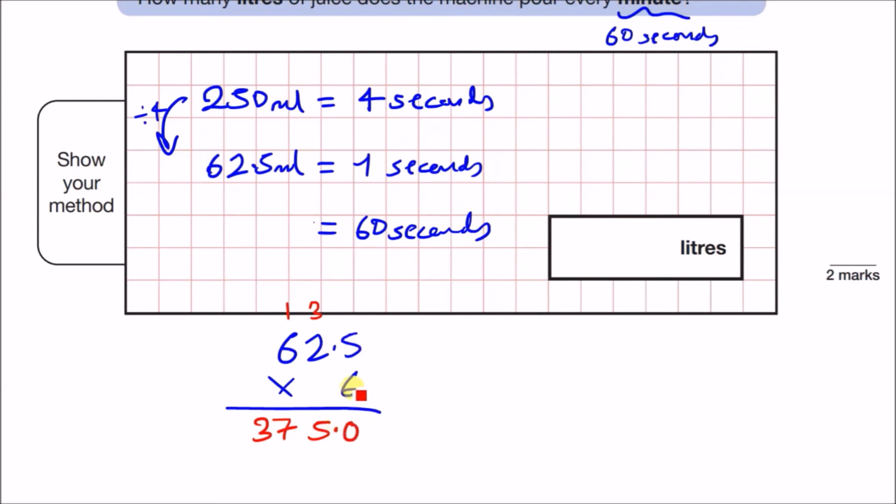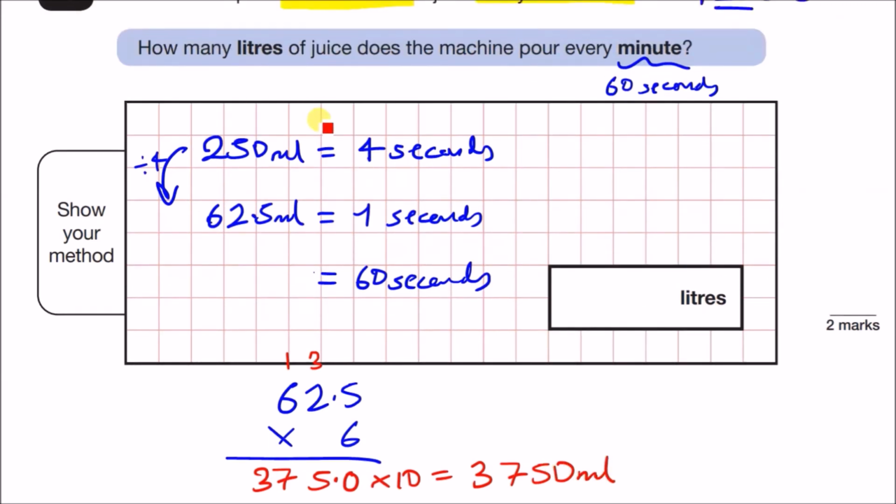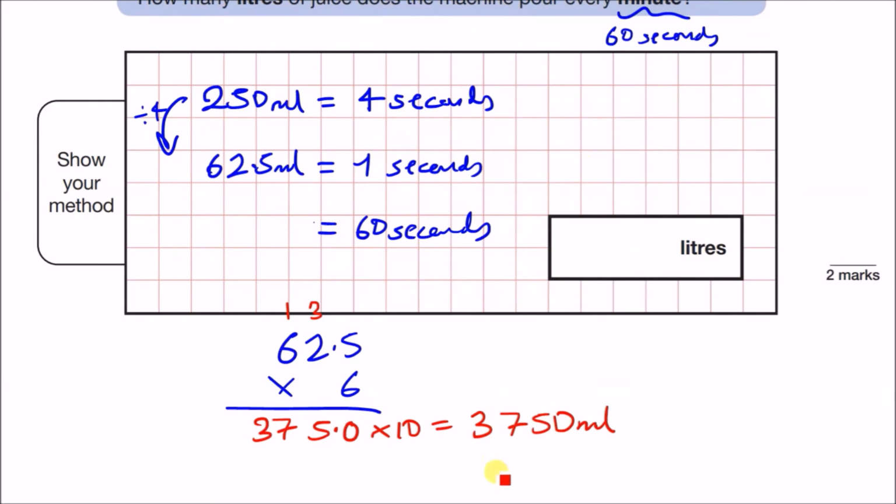And since we times it by 6, well, we want actually 60. So times this result by 10, you're going to get exactly, well, move the decimal here, 3,750 milliliters. And we should know that in a liter, there are 1,000 milliliters. So in other words, if you've got 3,000 something milliliters, you're going to have 3.750 liters, or just 3.75. You don't need to write a 0, but you can if you want.